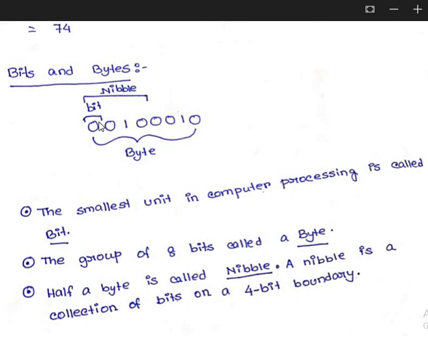Now 4 bits together make a nibble. 8 bits together make a byte. That's clear. A single digit is called a bit. 4 bits together is called a nibble. 8 bits together is called a byte.